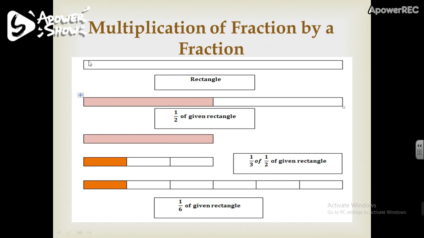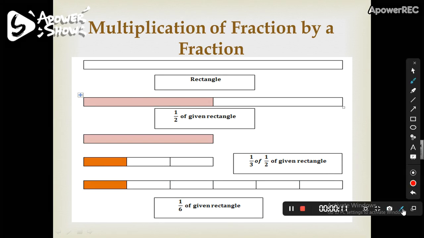And now I am dividing this bigger rectangle in 6 equal parts and taking one part out of the 6 parts. So this one part represents 1/6 of the bigger rectangle. So this one and this one correspond to the same value. They will represent the same value. So from there we get 1/3 of 1/2 equals 1/6.